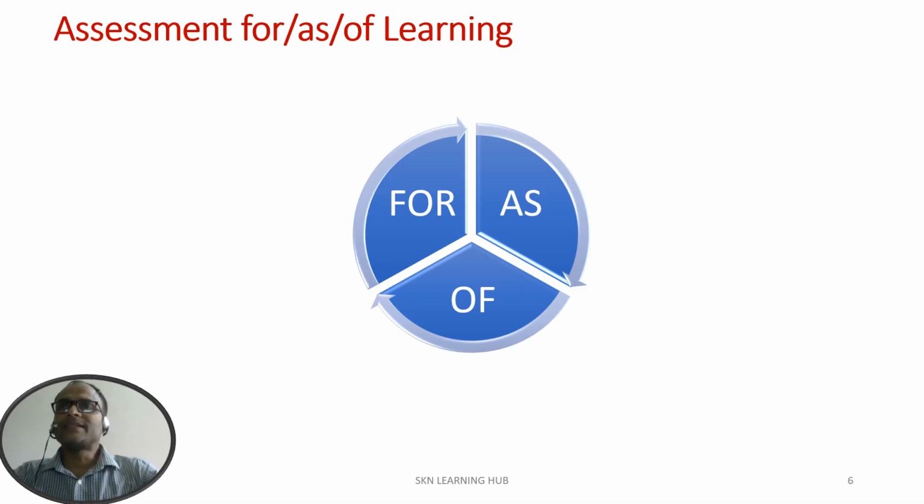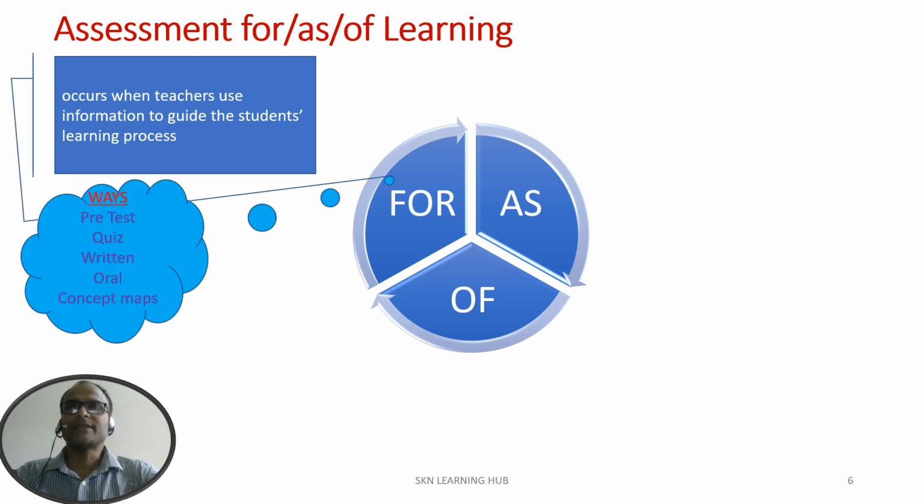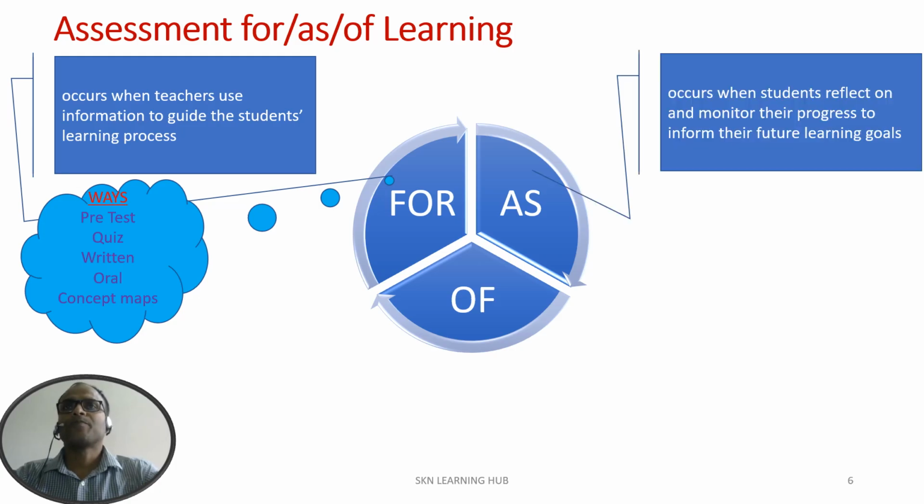There are mainly three purposes of assessment, that is assessment for learning, assessment as learning and assessment of learning. Assessment for learning occurs when teachers use information to guide the students' learning process. Pre-test, quiz, written, oral, concept maps are a few of the examples for assessment for learning.